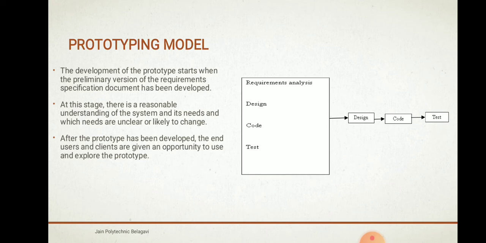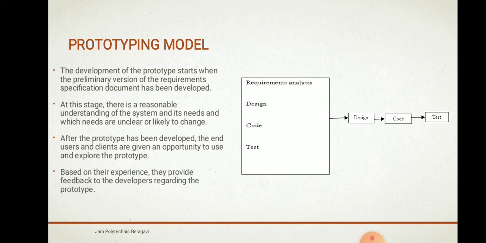Now after the prototype has been developed, the end users and the client are given an opportunity to use and explore the prototype. Prototype means it acts as a blueprint of the project. So they will give a duplicate project, or you can say a duplicate prototype, and after that users and clients will be given an opportunity to explore that prototype, to see whether it will work or not.